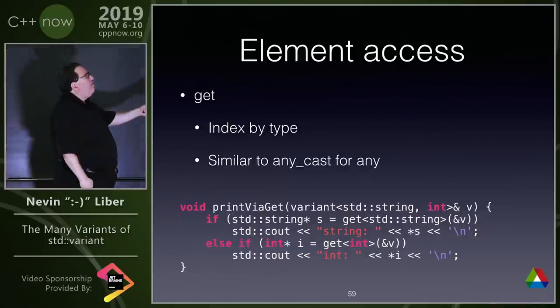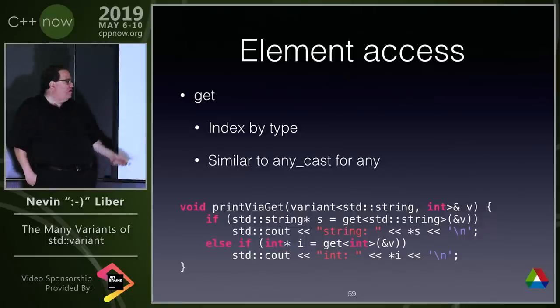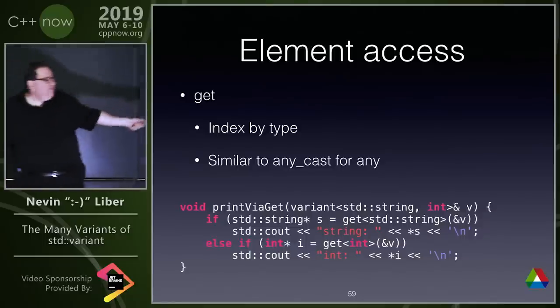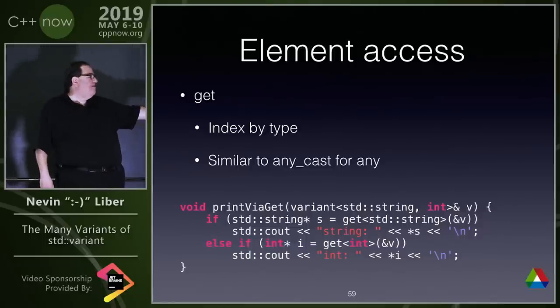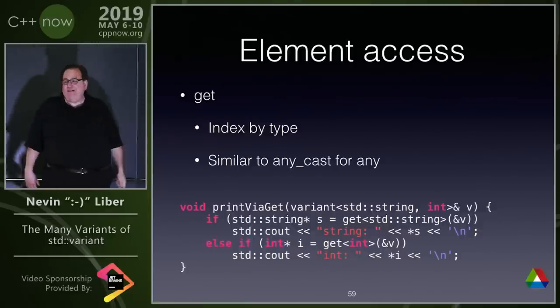Now, the other thing about Boost variant is that element access can be done either by get, or you can do it by visit. So if I want to print its value by get, is it a string? Then print out a string. If it's an int, print out an int, etc.